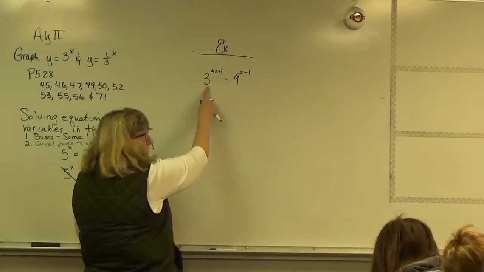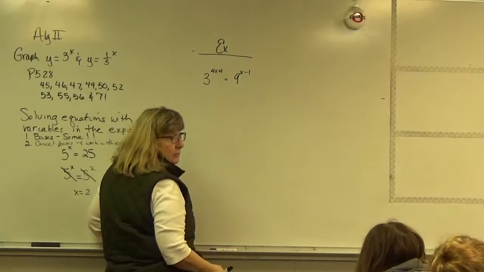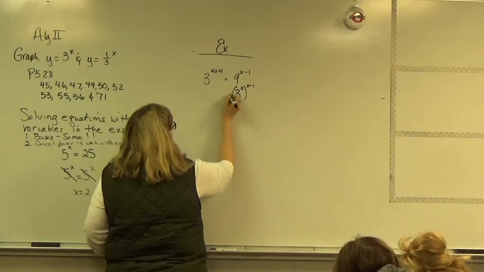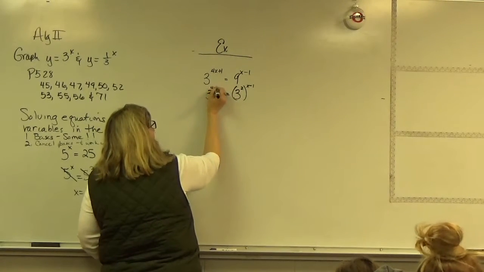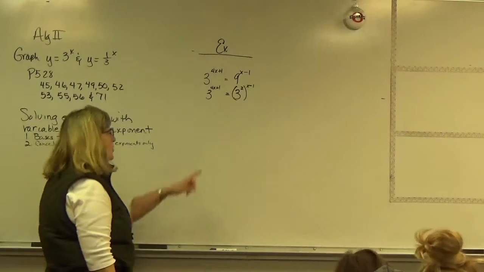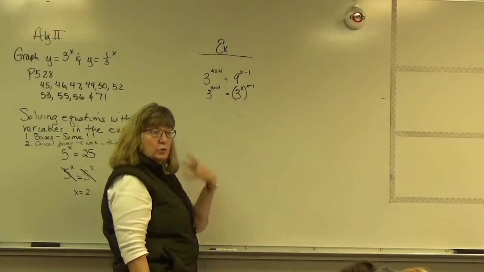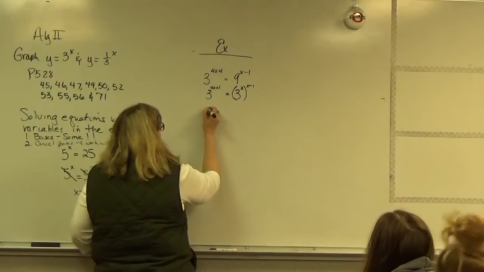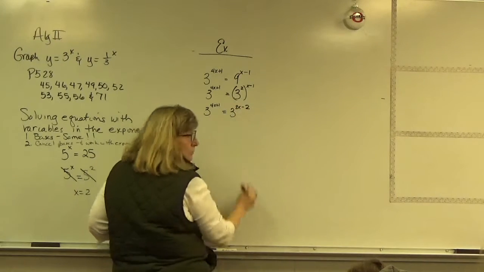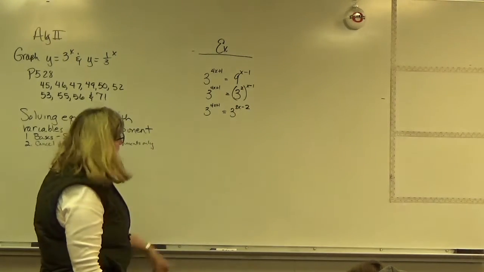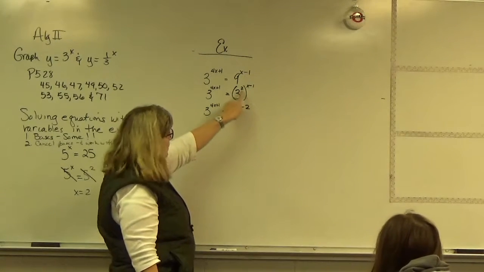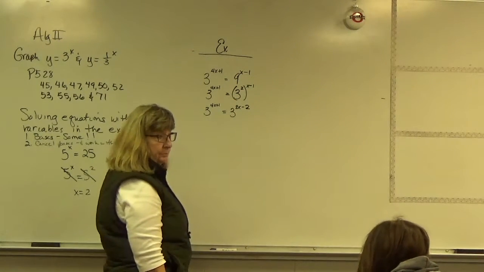So 3 is good. But what's another way of writing 9? 3 squared. So I'm changing 9 to 3 squared. And now, what do you do when you raise a power to another power? Going back over your rules of exponents. Multiply. So that would be 3 to the 2x minus 2. Does everybody concur with that? 2 times that would be 2x minus 2. When you raise the power to another power, you multiply.